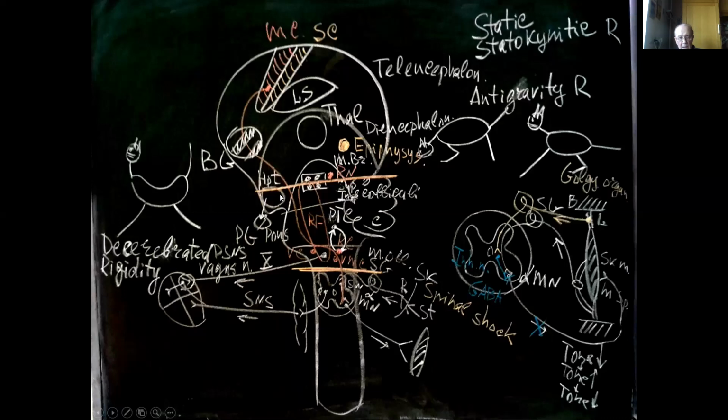The posterior lobe synthesizes two very important hormones. These are oxytocin and vasopressin. And these hormones run to the posterior lobe of the pituitary gland and then will be secreted in the blood.